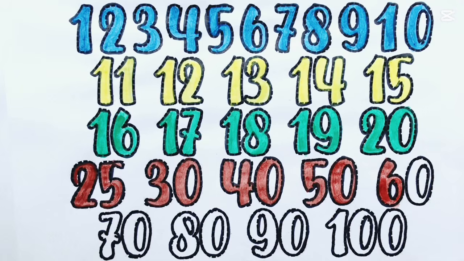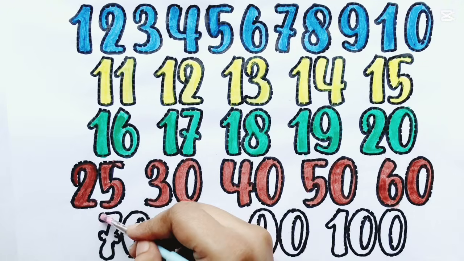A, B, C, count the rhythm and 1, 2, 3. We're singing all together. A, B, C.